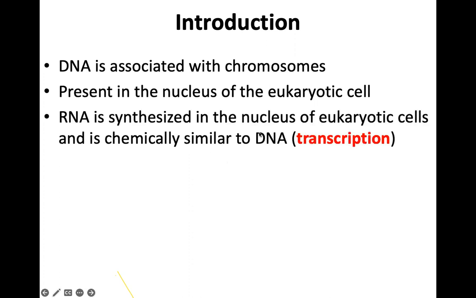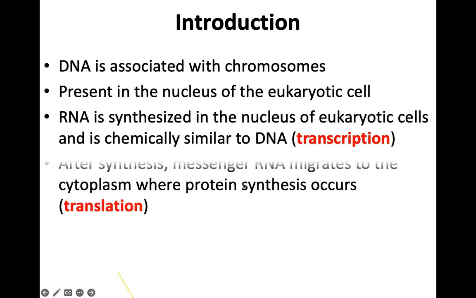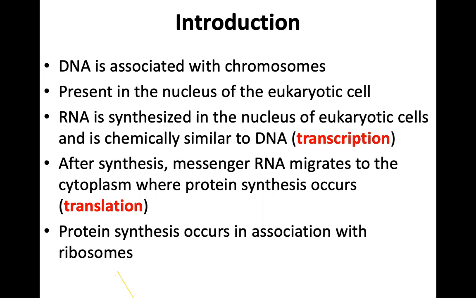Now the first step is synthesis of the RNA from the DNA. That's called the transcription, and this occurs inside the nucleus. While the second step, as I earlier mentioned, is the migration of that RNA into the cytoplasm, where with the help of the ribosome, it will be translated into the protein. Protein synthesis occurs with the association of the ribosomes. So basically, ribosomes are the bodies which help to produce the protein.